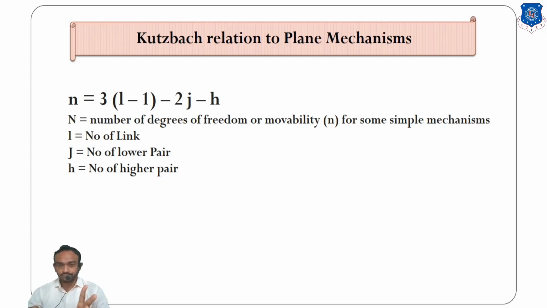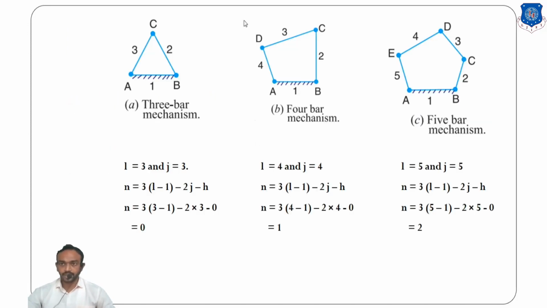So L minus 1, into 3. Why 3? If any link is in space without any fixing, the maximum possible degree of freedom is 3. So 3(L minus 1) minus 2j minus h. H is the higher pair and j is the lower pair, where j means joint. So this is the Kutzbach equation, and we are going to use it for different mechanisms.